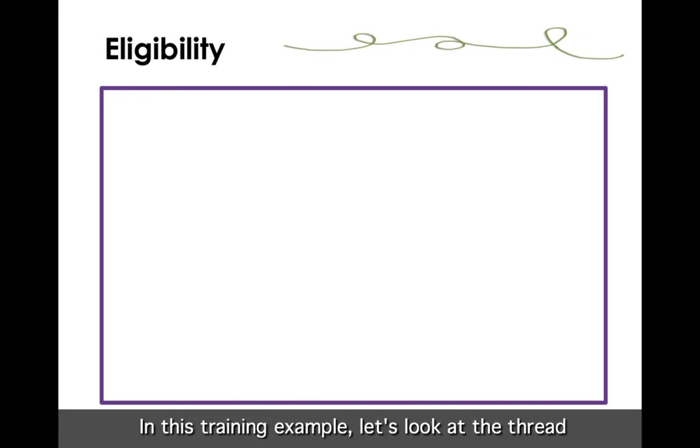Within the eligibility report, the summary of evidence has 3 parts: the evaluation team's assessment summary, adverse effect on educational performance, and the need for specially designed instruction. In this training example, let's look at the thread found in Simone's eligibility report.